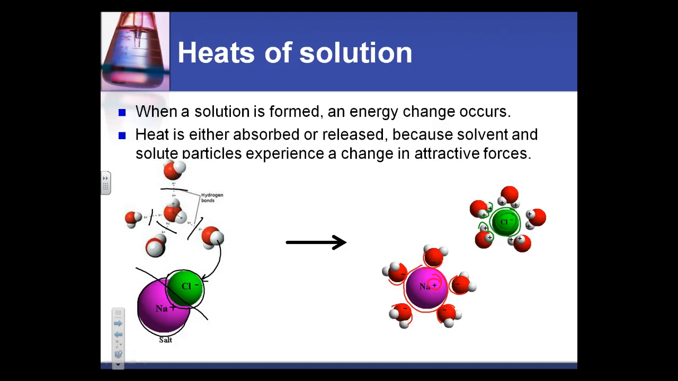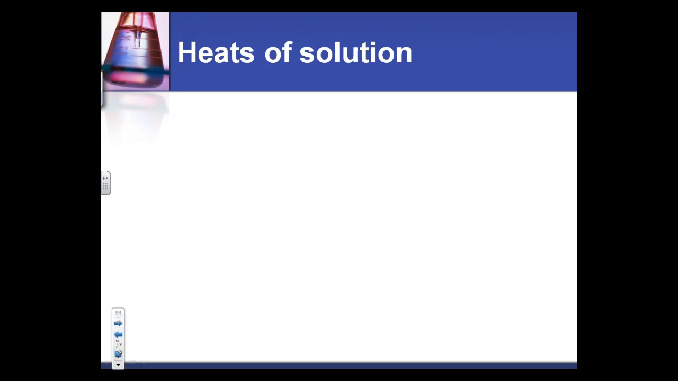So we have breaking of attractions, and that takes energy. And then the forming of these attractions over here with this partial negative and this full positive, and these partial positives with this full negative, that releases energy. So you have this balance of breaking, which takes energy, and forming attractions, which releases energy. And whichever one is bigger, we can describe a solution as either endothermic or exothermic.